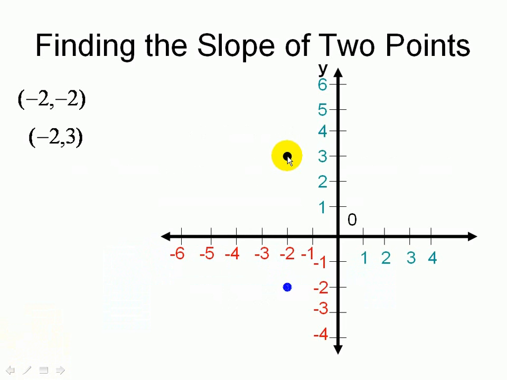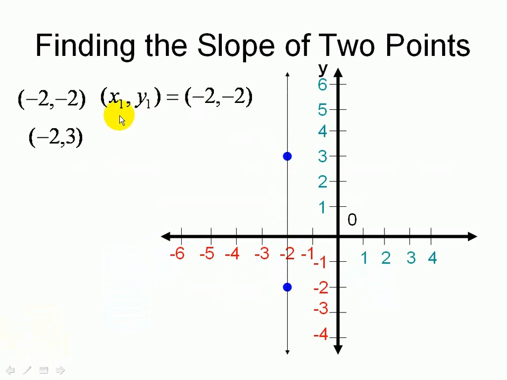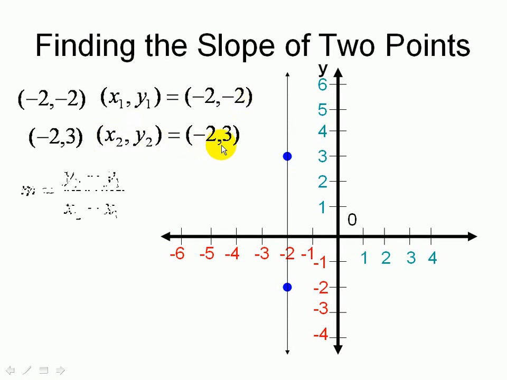Negative 2 and negative 3. Here's negative 2 and negative 2, and the point negative 2 and negative 3. We draw a line between them. We have x1 and y1 coordinates, which form an ordered pair of negative 2 and negative 2, and x2 and y2 has an ordered pair of negative 2 and 3.